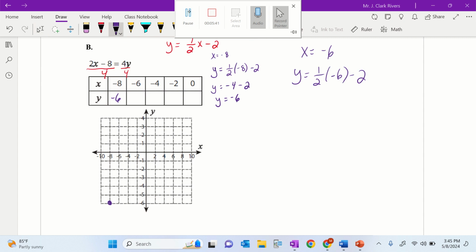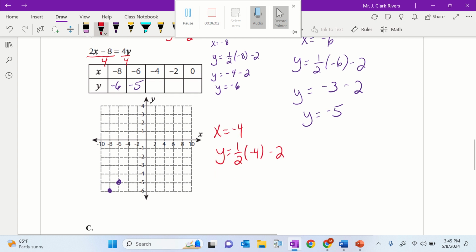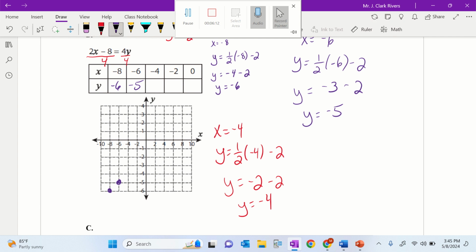Okay, first off, x equals negative 6, y equals 1/2 of negative 6. That's negative 3. We subtract from that 2, so we get y equals negative 5, meaning when x is negative 6, y is negative 5. Negative 6, we go left 6, we go down 5, right there. What about when x is negative 4? Half of negative 4, that's negative 2 minus 2, so we get y equals negative 4. When x is negative 4, y is also negative 4. So let's plot that to the left 4, down 4, right there.